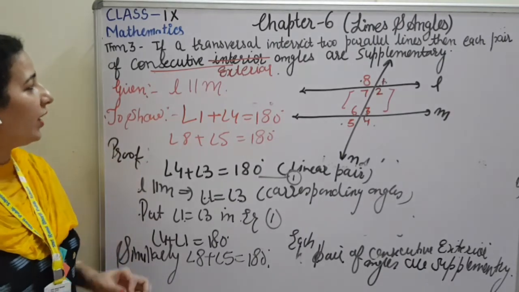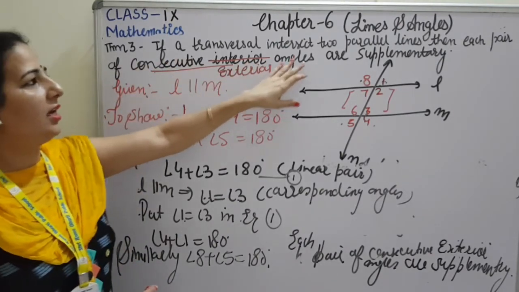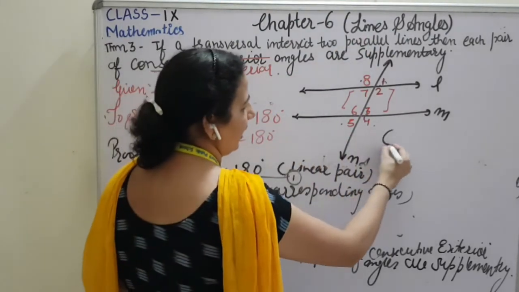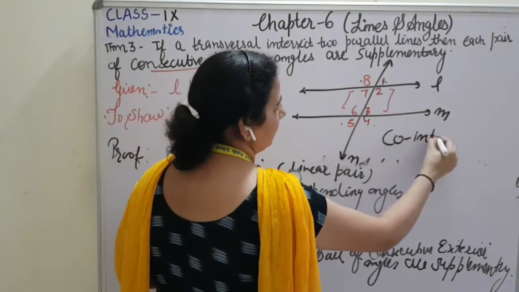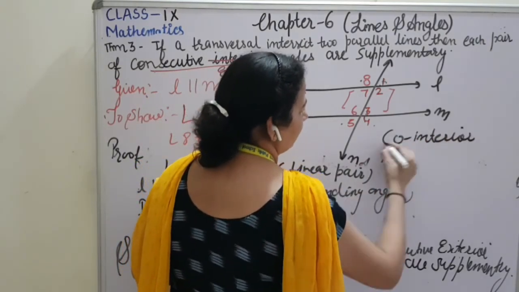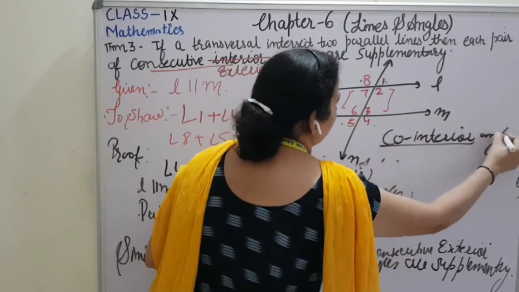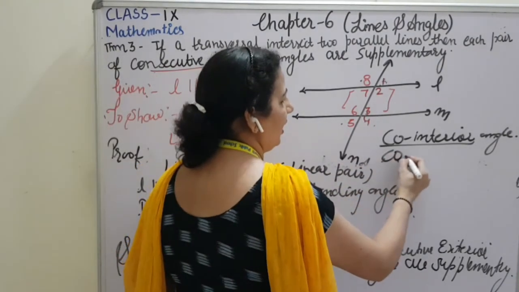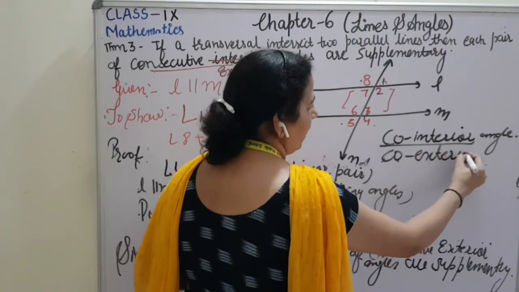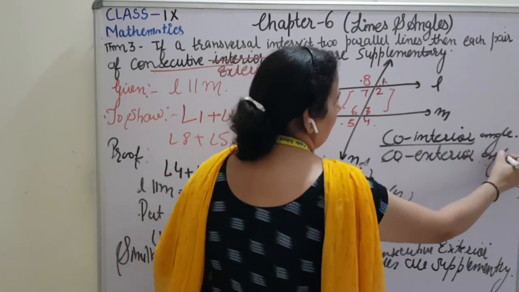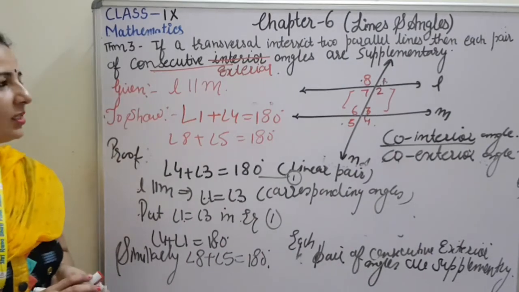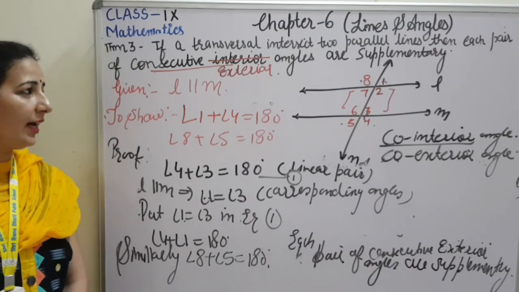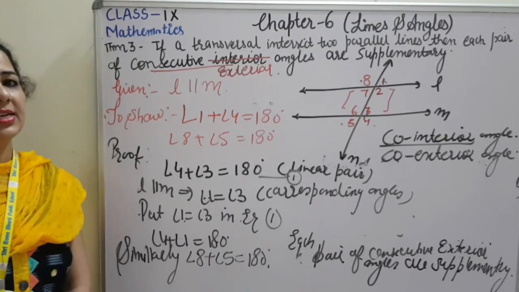We can also use a short form for conjugative angles. What word can we use to write the same thing? Co-interior angles. Co-interior angles means conjugative interior angles, and co-exterior angles means conjugative exterior angles. So we can use this short form for giving the reason. So this is about how co-interior angles are supplementary and how we have proven that co-exterior angles are also supplementary.